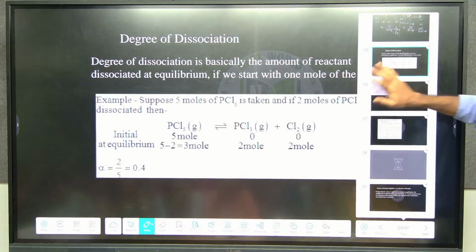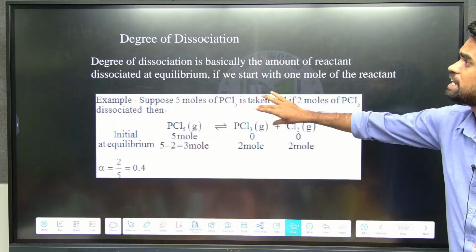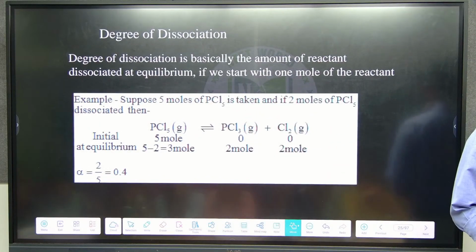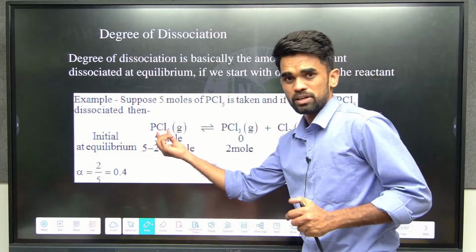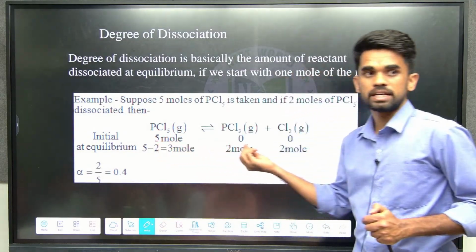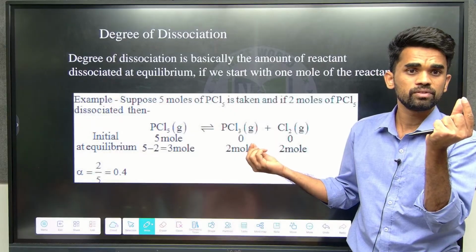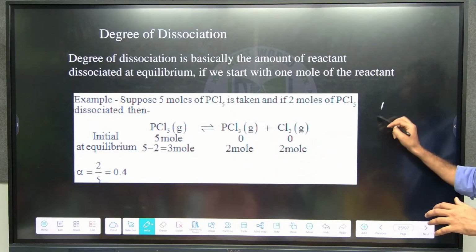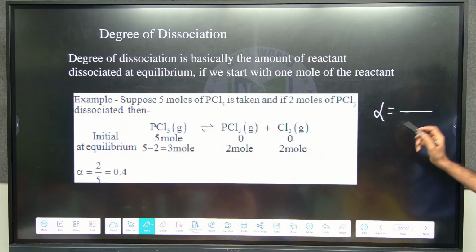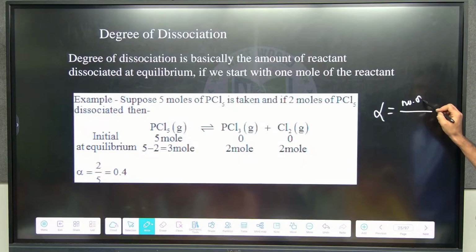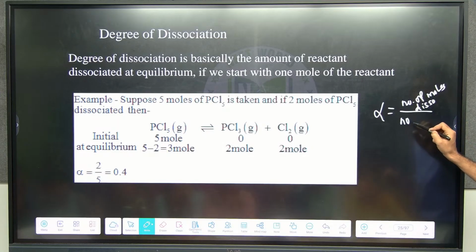Okay. See, sometimes we use the word degree of dissociation. What is the word we are using? Degree of dissociation. It means amount of a particular substance getting dissociated is given by degree of dissociation. So what do we mean by degree of dissociation here is the number of moles dissociated, divided by total number of moles taken, or initial number of moles.